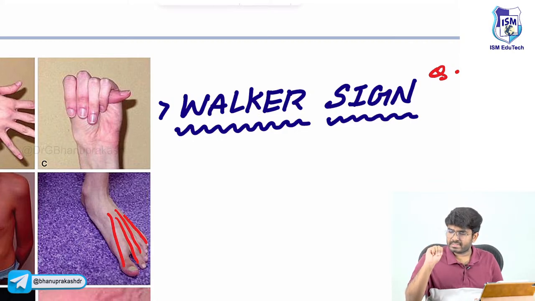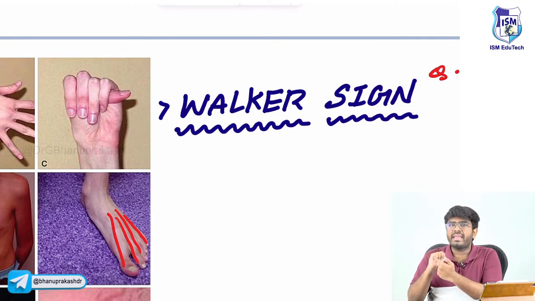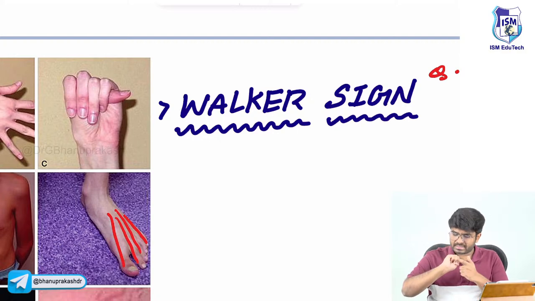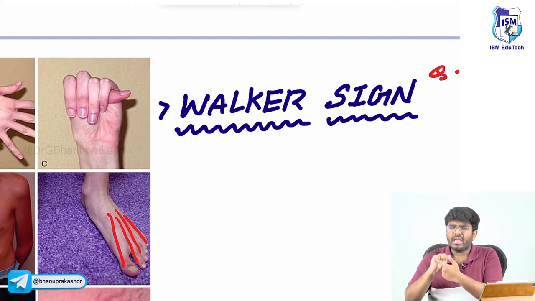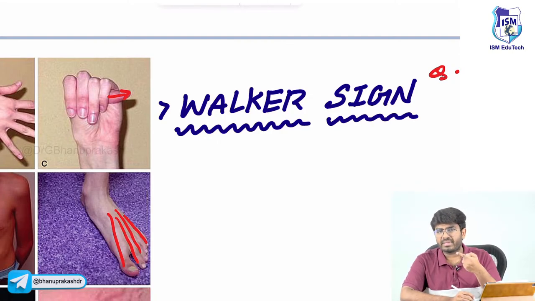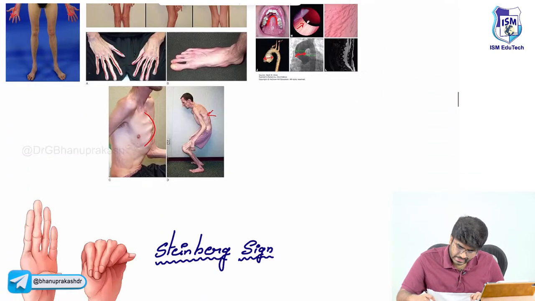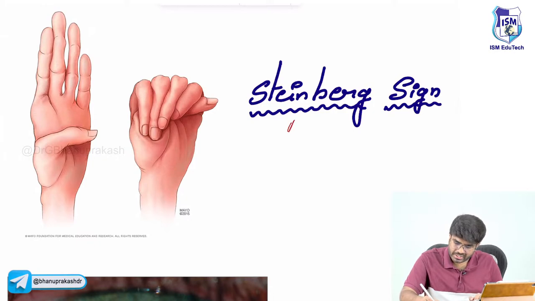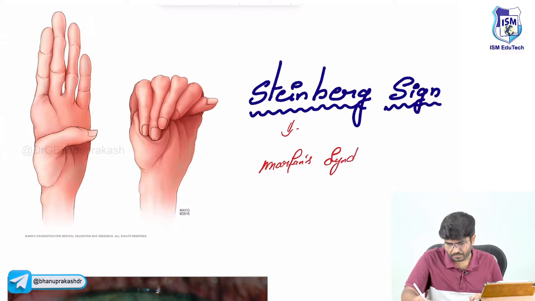Marfan syndrome. And not only that, see, when you try to close your palm like this, the thumb will never be exposed out. In a normal healthy person, when you close your thumb and you close your fingers like this, the thumb will never come out. You cannot see it. Hardly in some persons you can see a little bit of thumb, but look in this condition, as their fingers are tall, a large portion of the thumb is exposed outside. So this sign is called the Steinberg sign. So Steinberg sign is again seen in which condition? It is seen in Marfan's syndrome. Okay, so Steinberg sign and Walker sign.